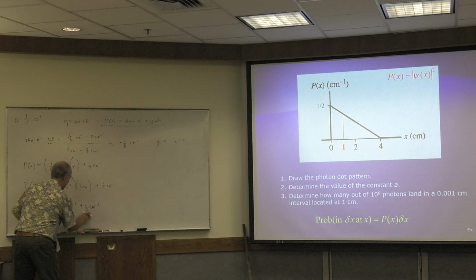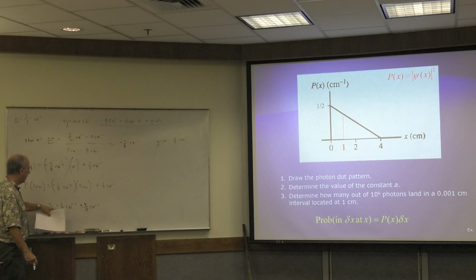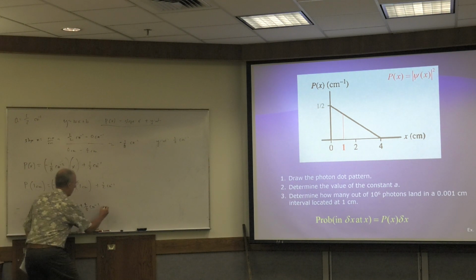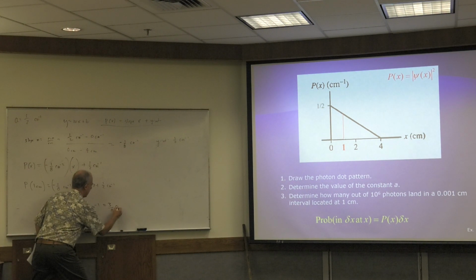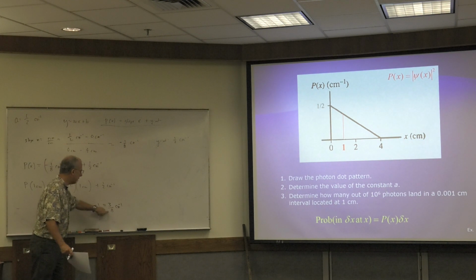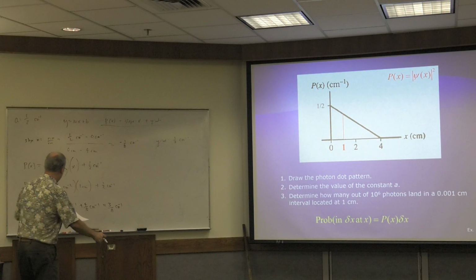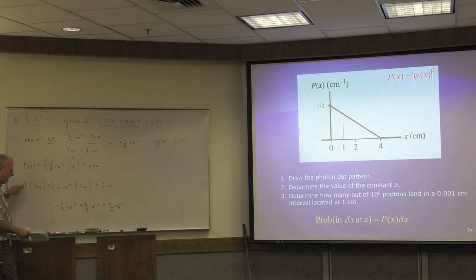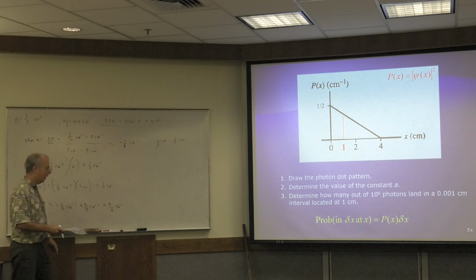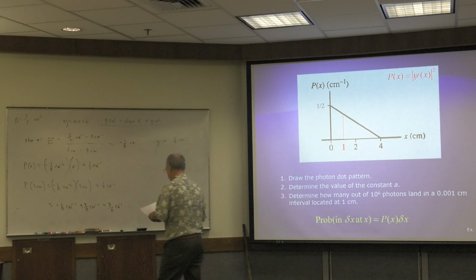Well, 1/2 is the same thing as 4/8, right? So minus 1/8 plus 4/8 is 3/8. So we have 3/8 centimeter negative 1. That means the probability density at 1 centimeter equals 3/8 inverse centimeters. Awesome. Again, this is probability density, so it has to be probability divided by a distance, which we have.